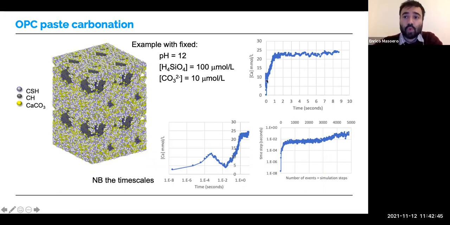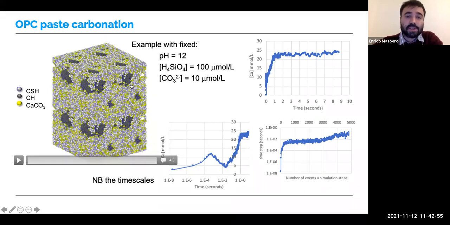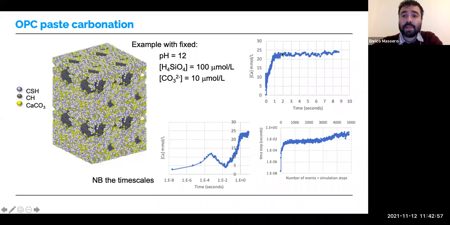What kind of results quantitatively can we get out of this model? Well, we can monitor, for instance, the concentration of calcium in solution. Initially, it increases because calcium hydroxide is dissolving, but then it reaches a plateau when the carbonate starts to drink away the calcium that is being released, when the saturation of the calcium carbonate phase is sufficiently high. One interesting thing to notice here is that 22 millimolar is what you expect in a typical OPC solution.